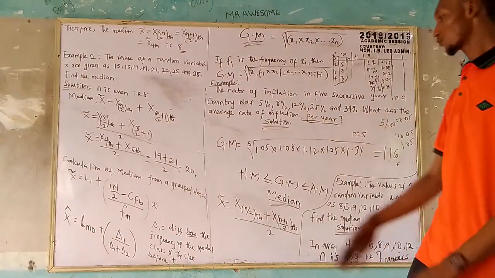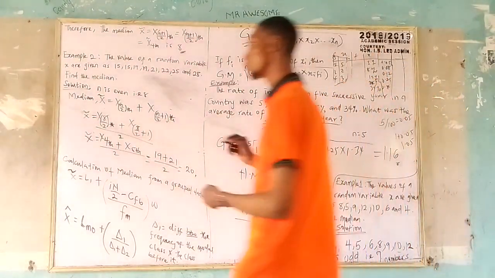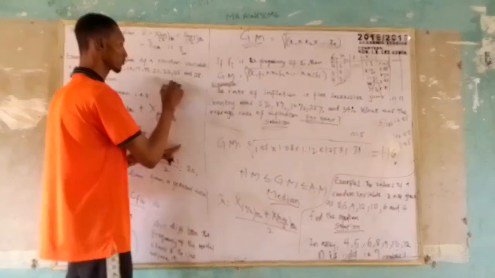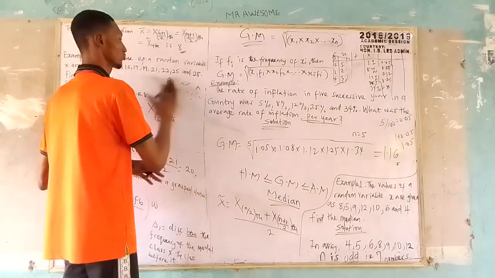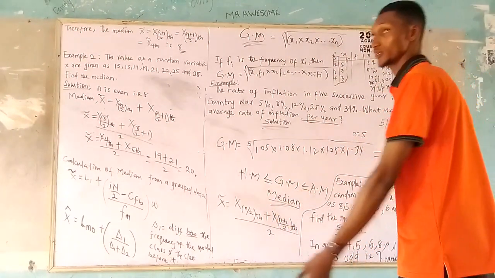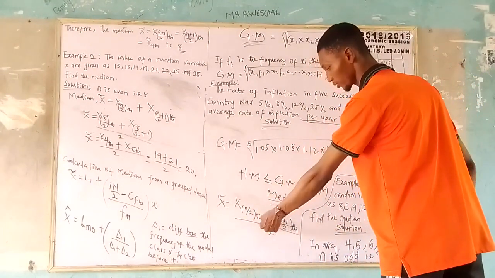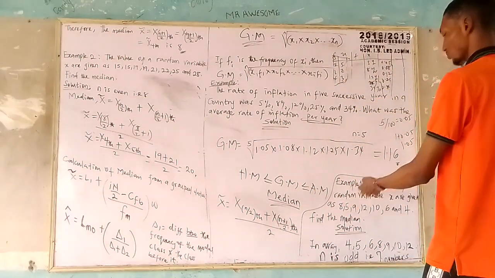So now we come to the median. The sign for median is this. I told you the signs for mean, median, and mode. To find the median value, you can use this formula: the (n+1)th number over 2. So look at this example.